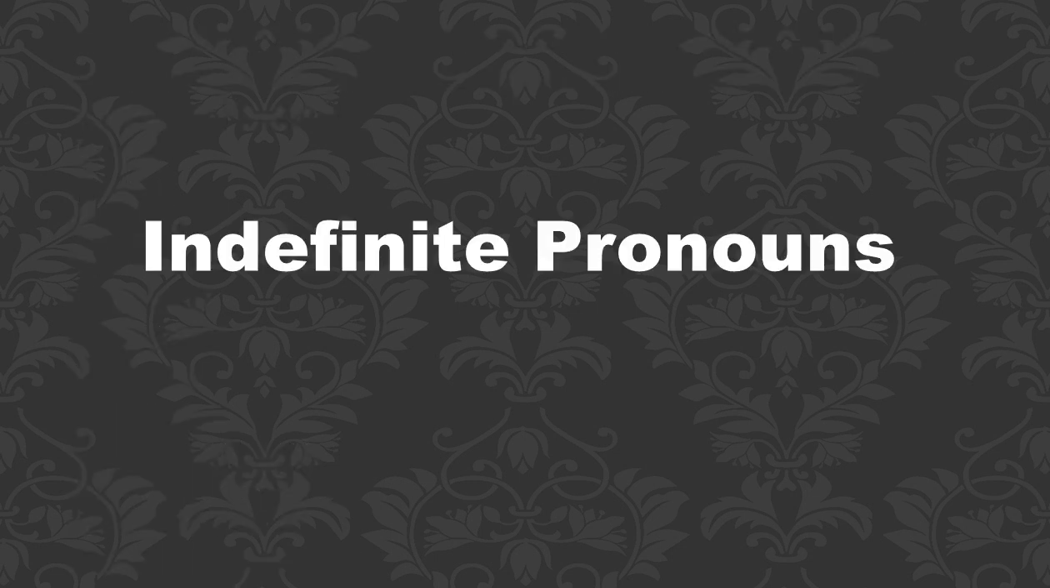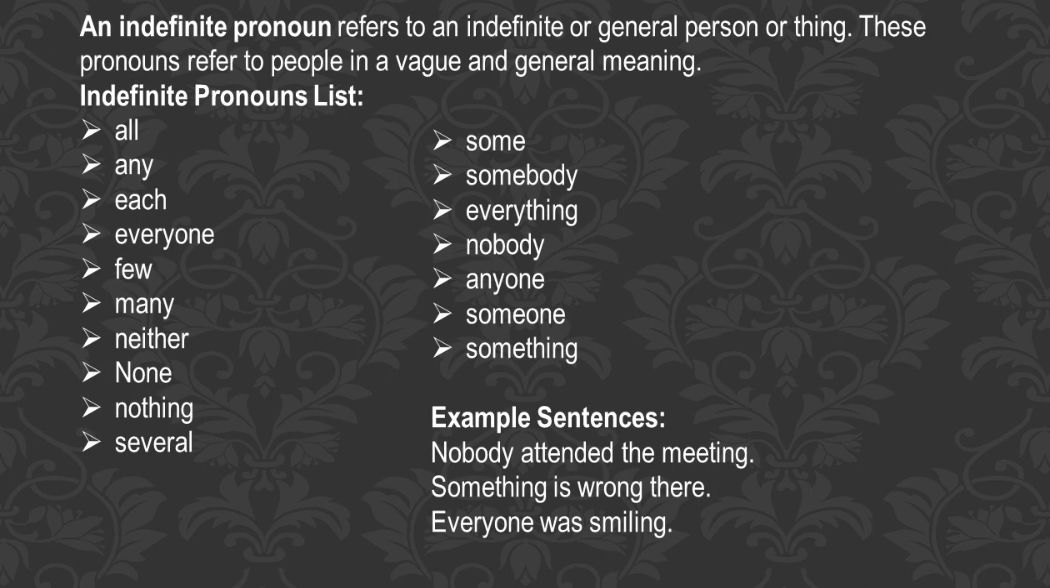Next one, indefinite pronouns. What do you mean by indefinite pronouns now? Indefinite pronouns refer to an indefinite or general person or things. These pronouns refer to people in a vague and general meaning. For example, these are the lists below: all, any, each, everyone, few, some, somebody, everything, nobody, anyone. Now, for example, nobody attended the meeting. Something is wrong there. Everyone was smiling.